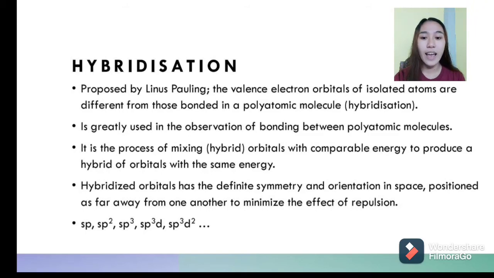Take note that hybridized orbitals have definite symmetry and orientation in space. These orbitals are positioned as far away from one another as possible in order to minimize the effect of repulsion. This is called the valence shell electron pair repulsion theory.